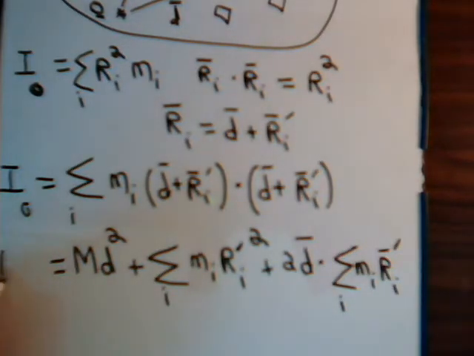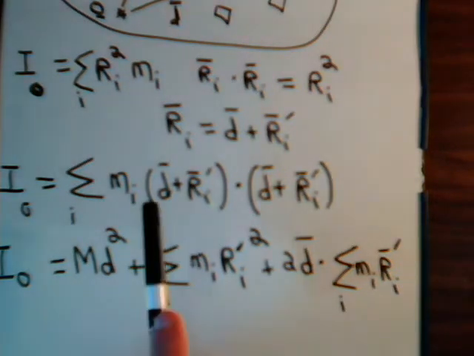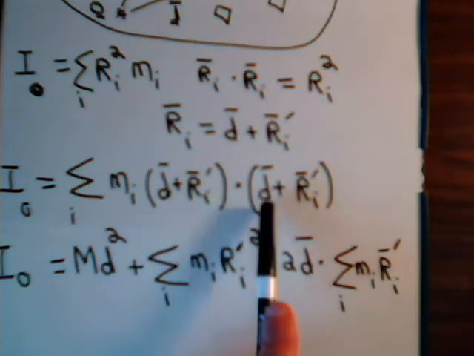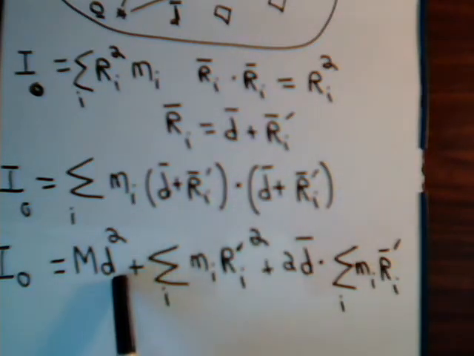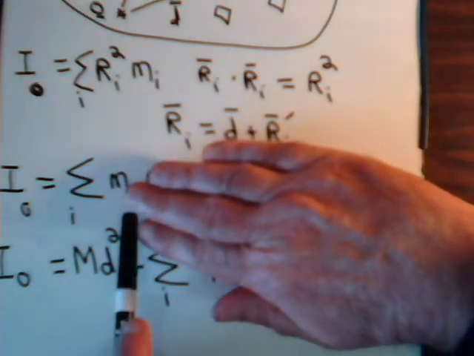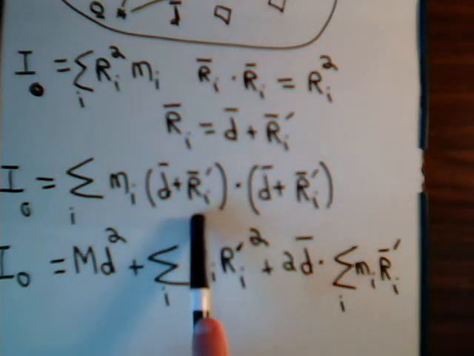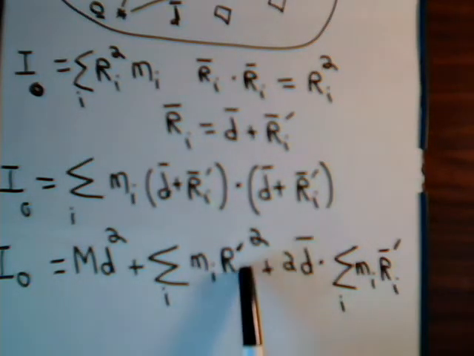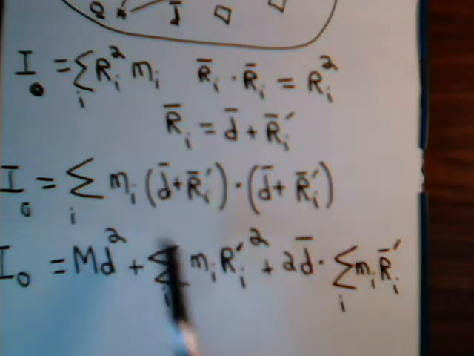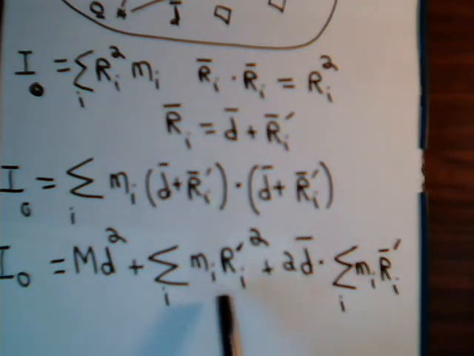So this is the moment of inertia with respect to point O. Let's make certain we did it correctly. So we had vector d dot vector d, that's d squared, summed over mi, that's going to be the total mass. So we have that. Then we have this dot this, that's Ri prime squared, times mi. So we have mi Ri squared summed over i.